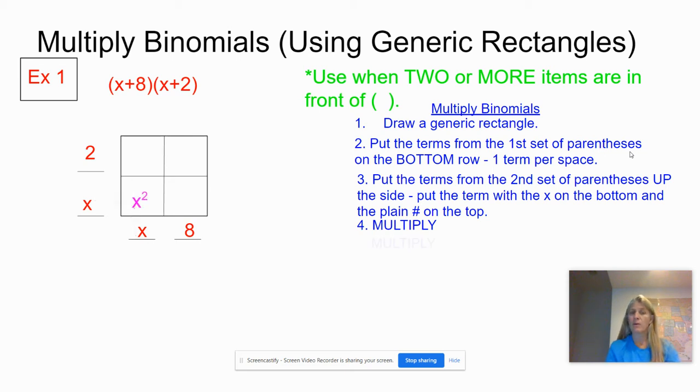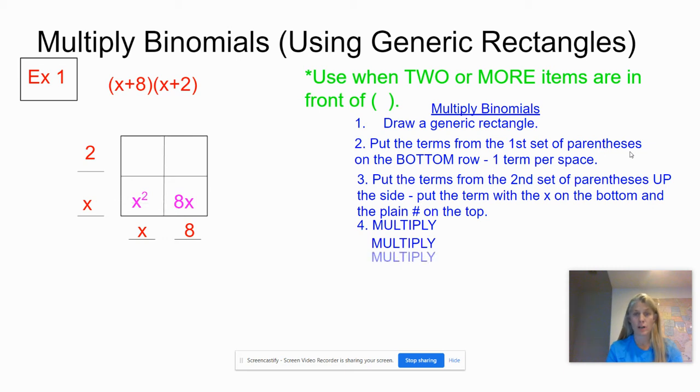Next, we're going to go ahead and multiply again. Now, what are we going to multiply? Now we're going to multiply our 8 times our x. So we're going into that corner of our generic rectangle. 8 times x is 8x.